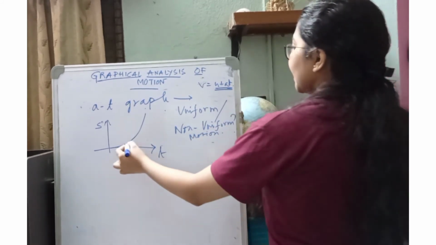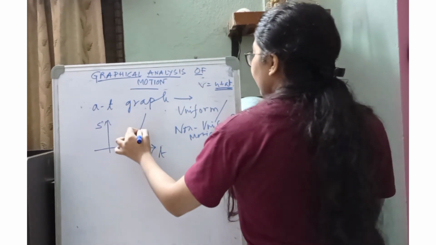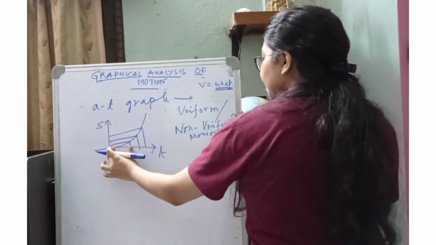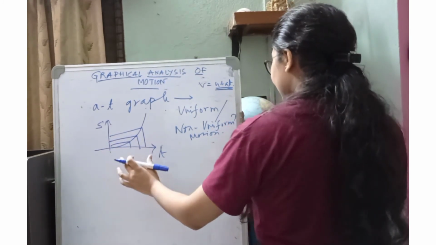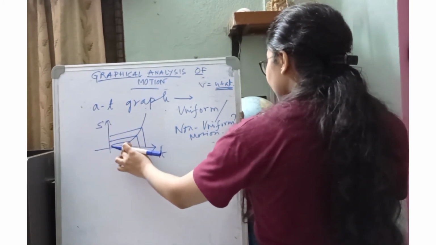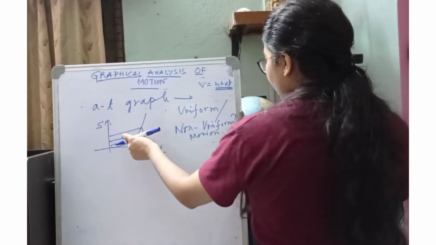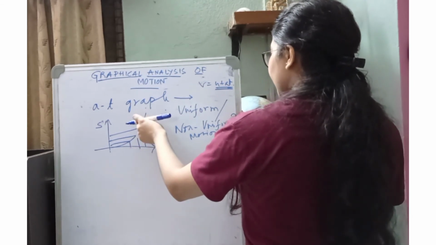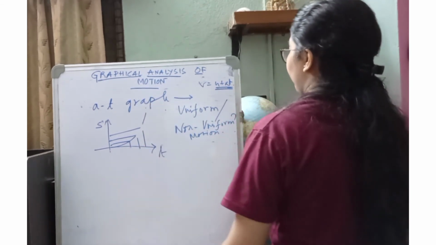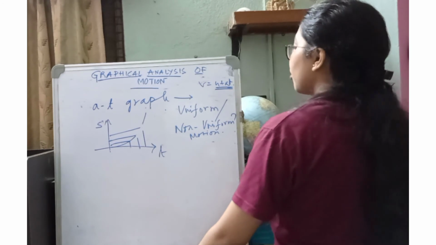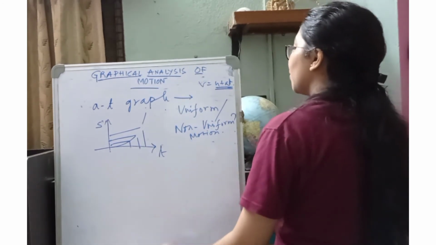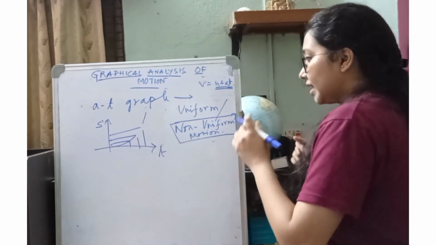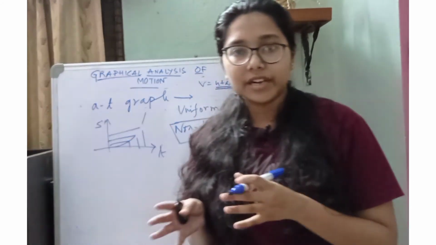Now, if I see that it is not covering equal distances in equal intervals of time, for this particular time frame the distance covered was less, but for the next time frame, which is not longer, we can see that a huge amount of distance has been covered, and again more distance. So the distance is not uniform, it is not moving uniformly, so as a result it shows non-uniform motion. So with this I end this particular session.